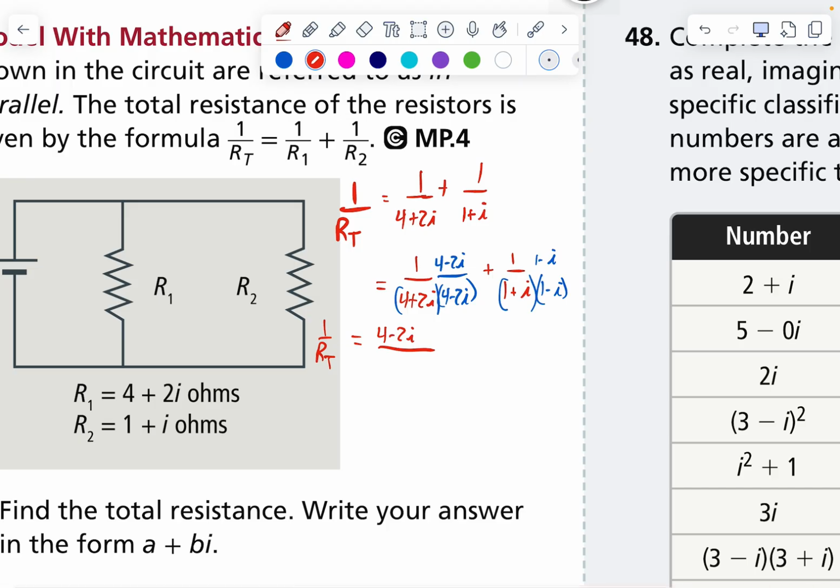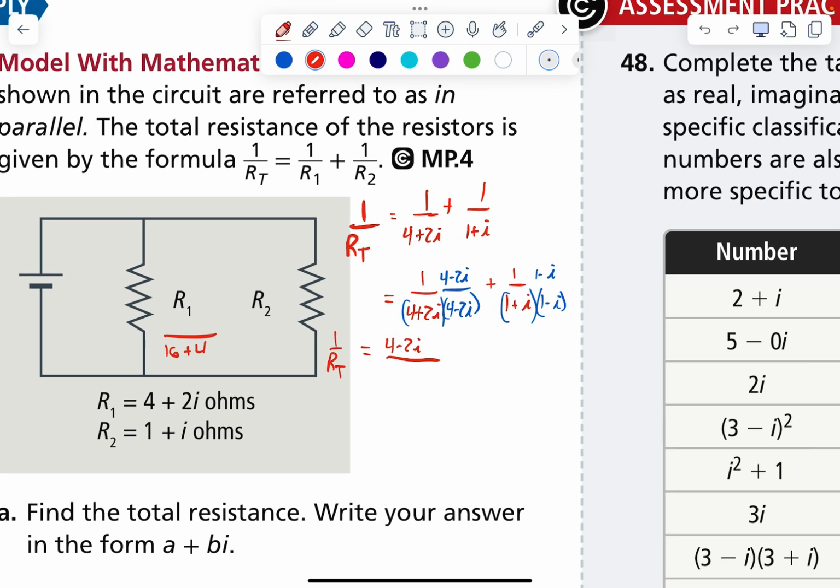So this page comes out of a book and they just don't give you much room. So here's what we have in the denominator. 16 plus 4 is what it becomes. So it's 20. All right, next one.